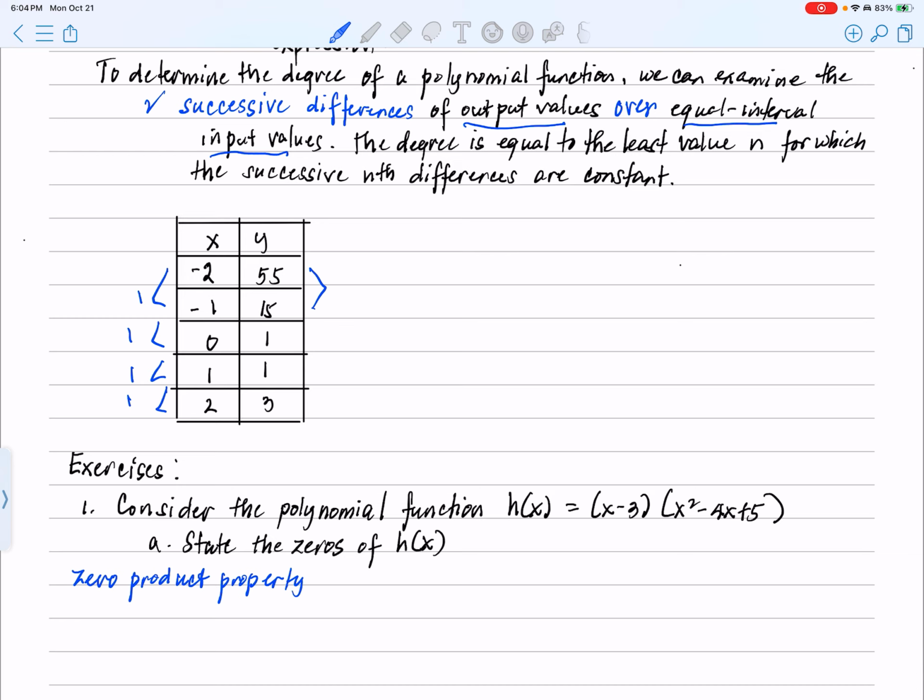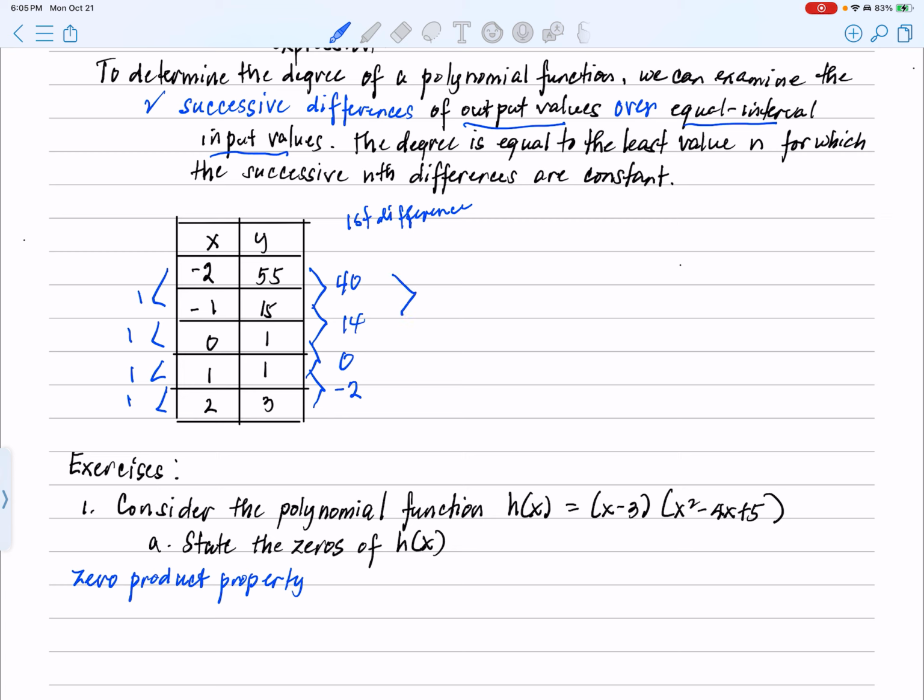55 minus 15, then you have 40. 15 minus 1, you have 14. 1 minus 1, that's 0. 1 minus 3, that's negative 2. This is the first difference. What have we observed after subtracting? We come up with all different numbers: 40, 14, 0, negative 2. So we'll try to do another difference.